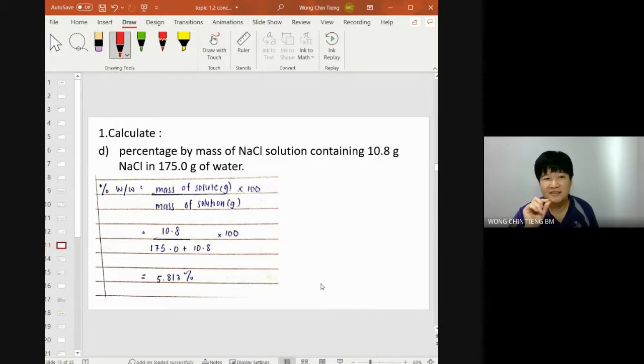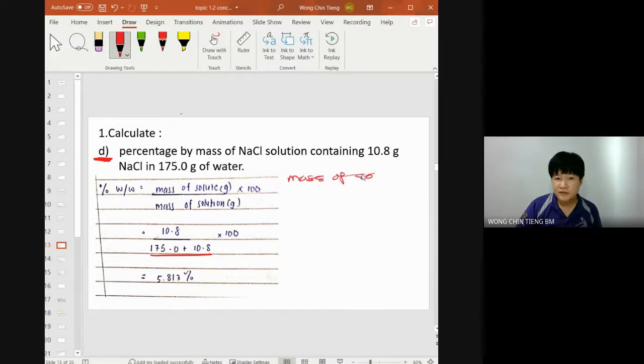Okay? Exactly the same question. Alright? And for this person, if the question is as simple as only asking D, and then you have put in mass of solute, NaCl is 10.8, and then mass of solution added directly. How do you get your mass of solution? Why didn't you show it? I want mass of solution. Okay? So your mass of solution over here is equal to what? Mass of your solute plus your solvent. Right, Zavanis?